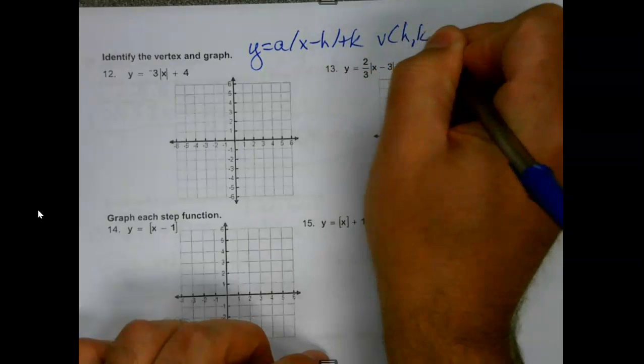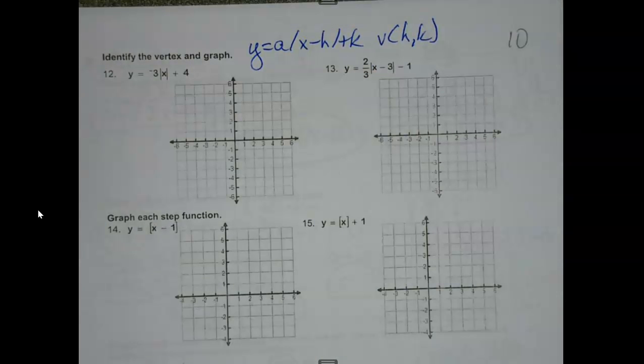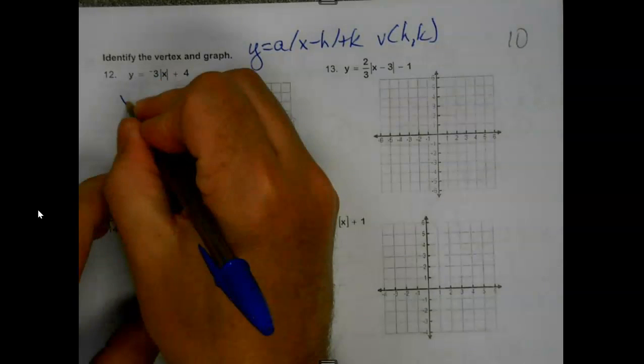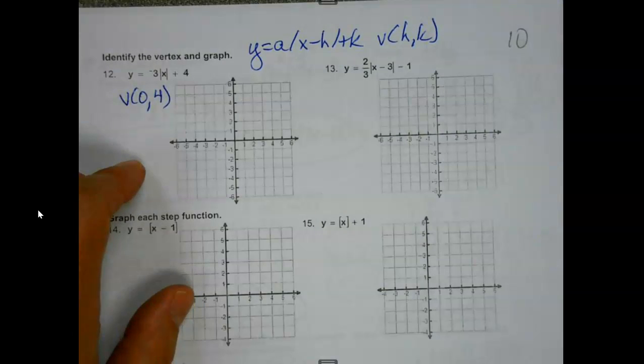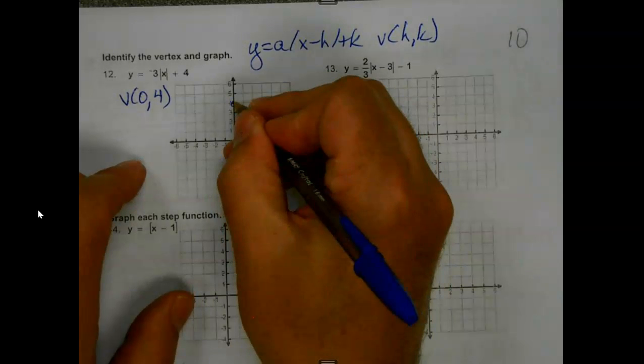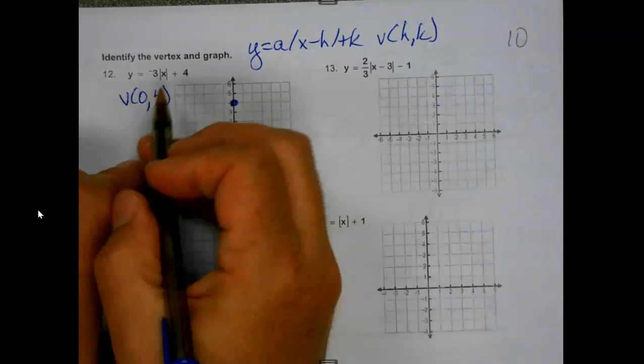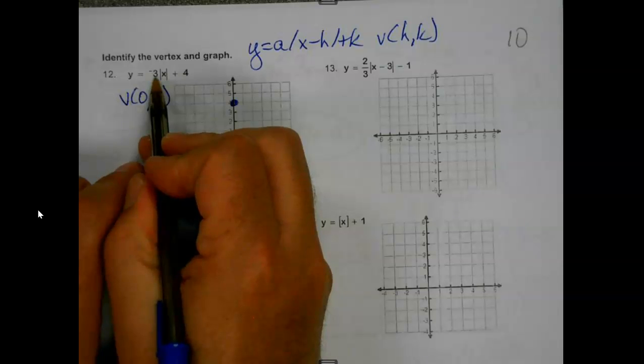My vertex is at H and K. What if there's no number in there? 0. Keep whatever's on the outside. Do not change signs. That tells me the direction of my graph. My graph's opening down.